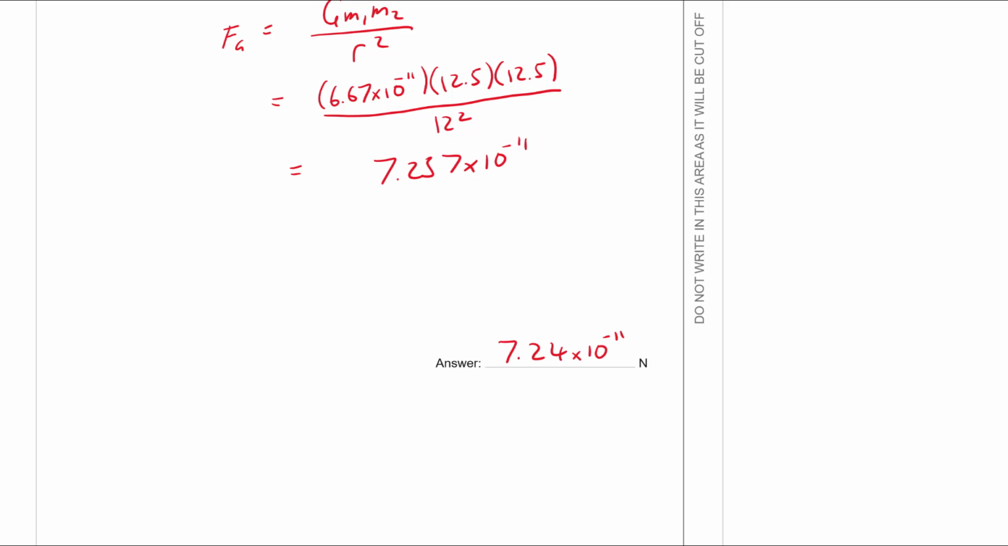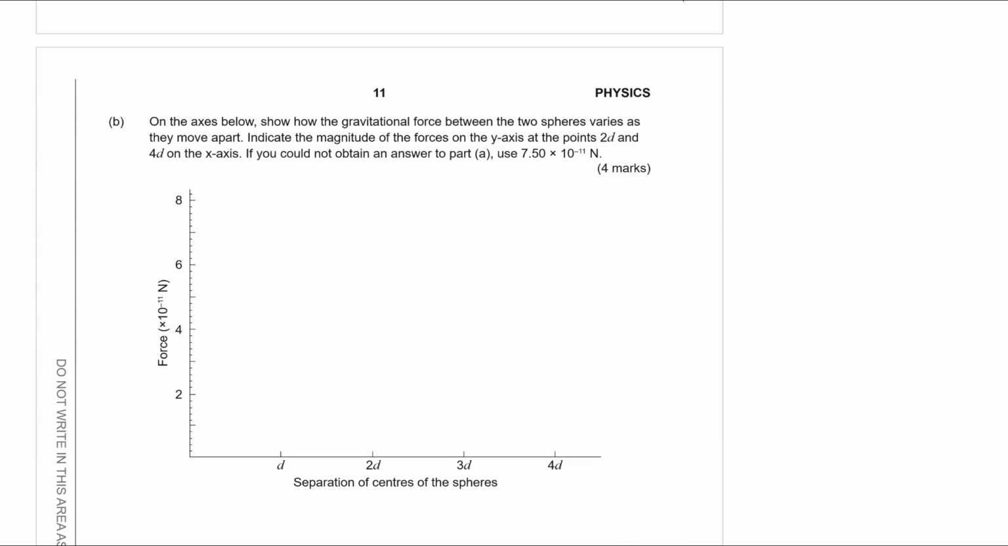Where this question gets a bit tricky is when you start looking at what's happening afterwards. Now it's saying, what does the force look like as the two spheres get further and further apart? If you look at this graph, it's a separation of centers. What you've done already is D, and that was about 7.24, so you're looking at about here. Putting that in there doesn't give you any extra marks, but it's a good starting point.